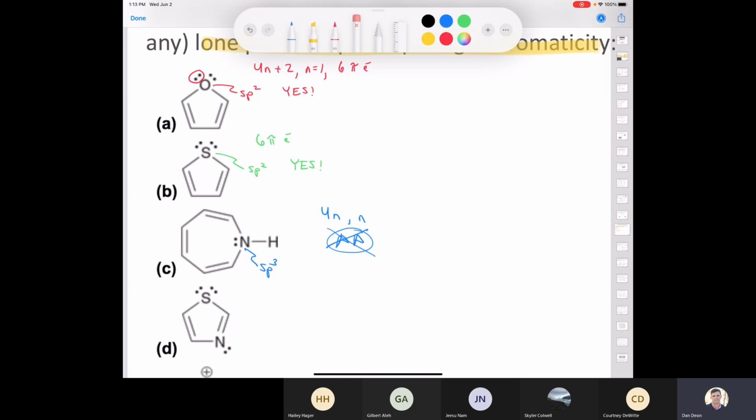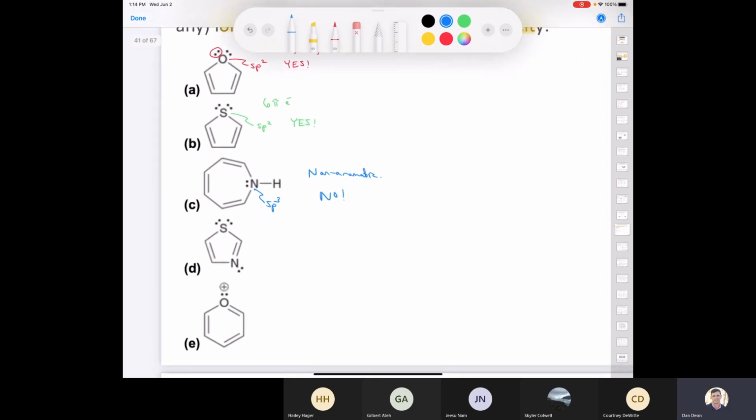So let's erase all this. Now, if that's nitrogen, again, if it's sp3 hybridized, the compound is non-aromatic. And the answer is no. The lone pair will not be participating in aromaticity. All right, let's take a look at the next one.